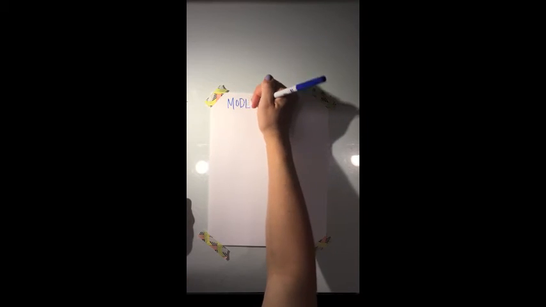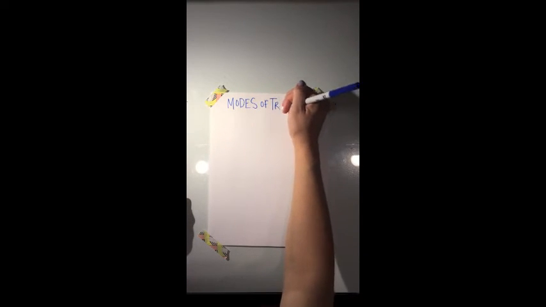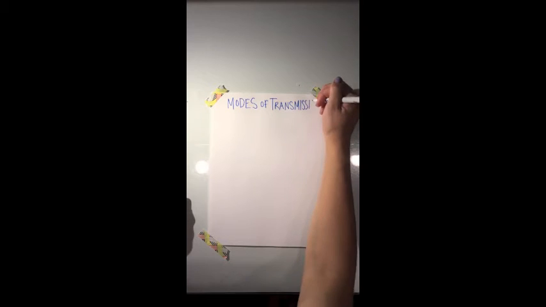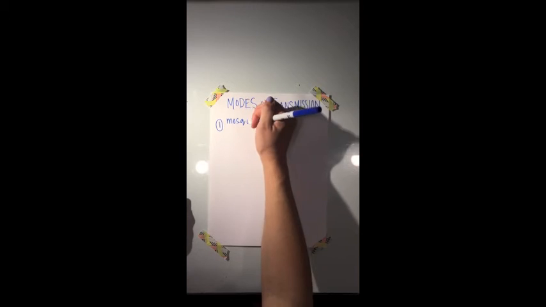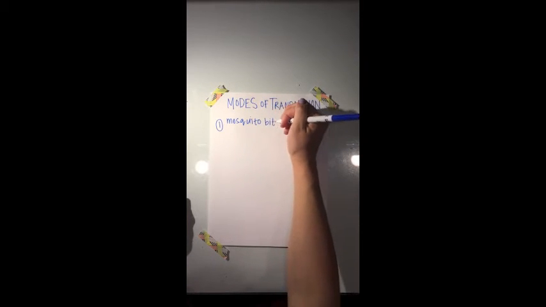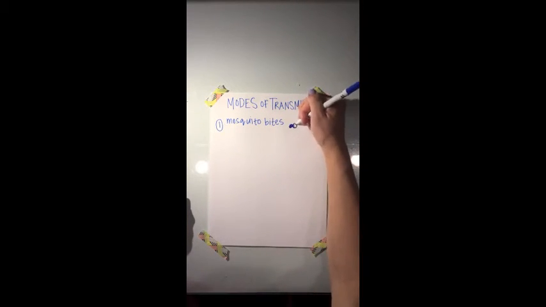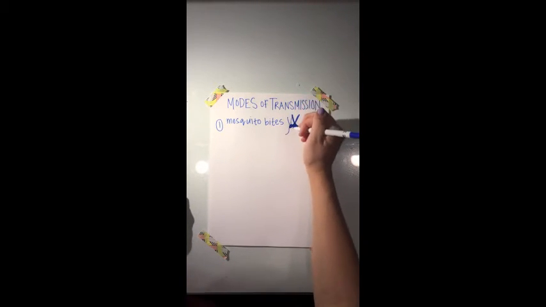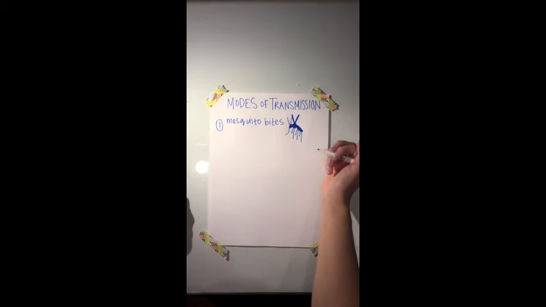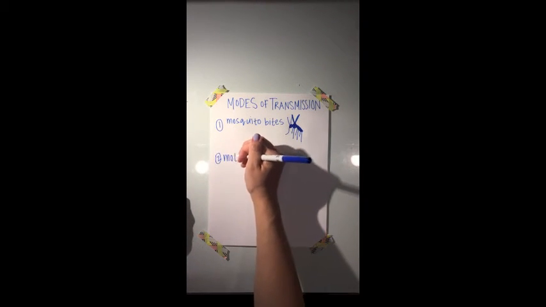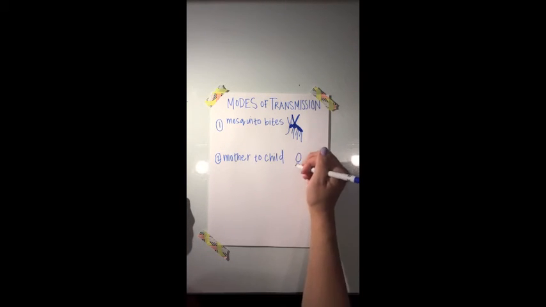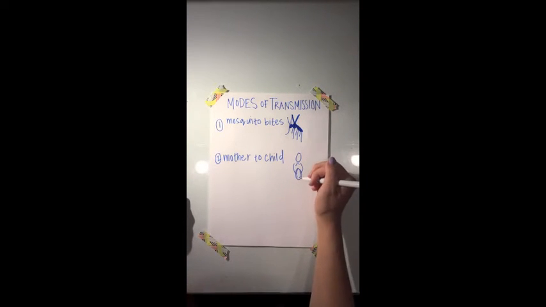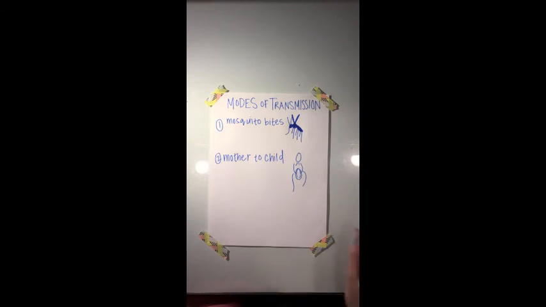So let's talk about modes of transmission. The Zika virus is predominantly transmitted to people through the bite of an infected Aedes species mosquito. The mosquito can become infected if it bites a person that is infected with the virus. The second mode of transmission is mother to child. So if a mother has the Zika virus, she can transfer the virus to her baby through the placenta, which can cause many complications for the infant.